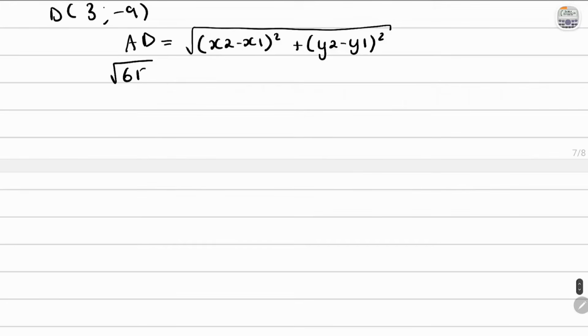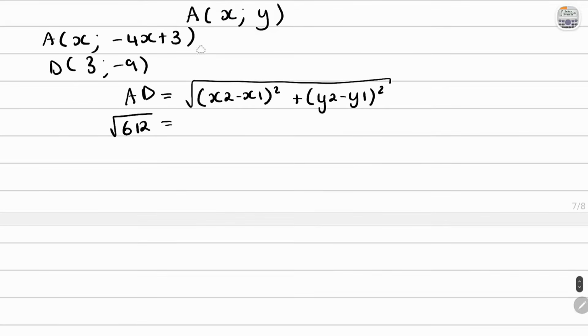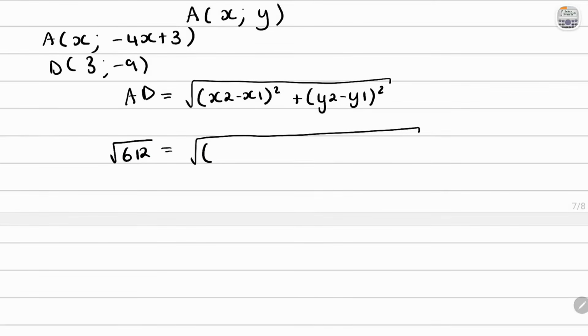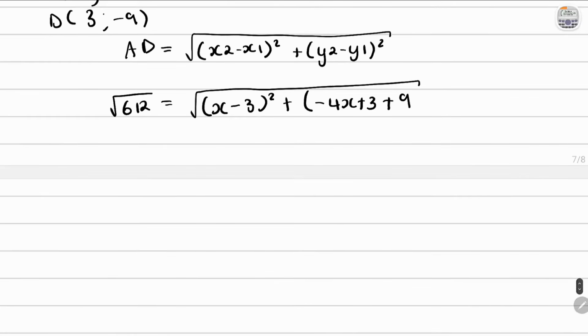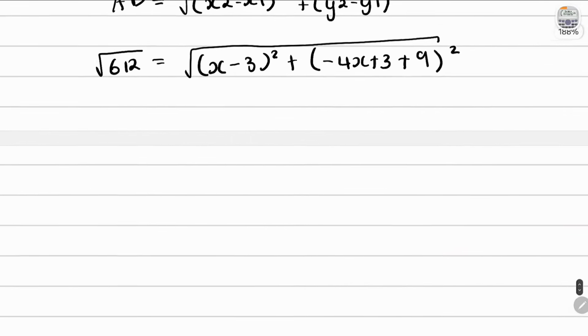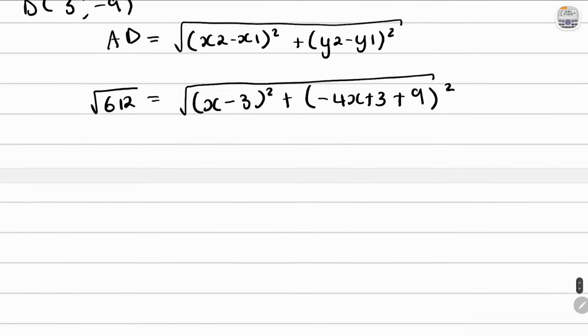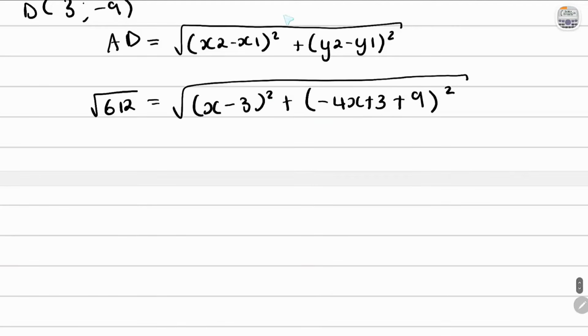So we can say square root 612 is equal to, and here we're just going to substitute everything that we have. That is going to be the square root of x minus 3 all squared plus, and then y2, again top minus bottom, so -4x plus 3 minus -9, which of course becomes a +9, all squared. So it's really just simplifying here. That's all we have to do. We have a square root on both sides. You can get rid of it by squaring both sides.